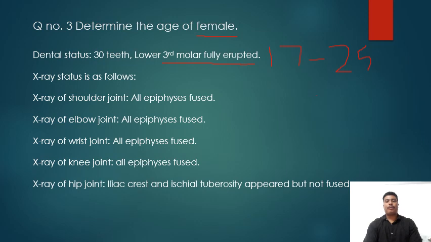Now, the important point is that iliac crest and ischial tuberosity, they have appeared, but they are not fused. So, iliac crest appears at the age of 14 years, and ischial tuberosity appears at the age of 16 years. But in the males, it fuses at the age of 20 to 21 years, and in females, it will fuse at the age of 19 to 20 years. So, the age of the female is greater than 18 years and less than 20 years. So the answer is 19 to 20 years.